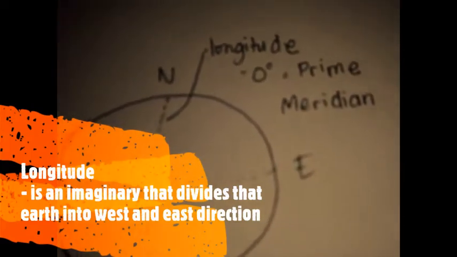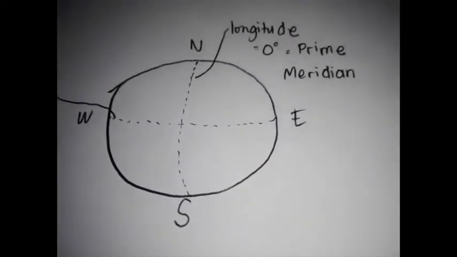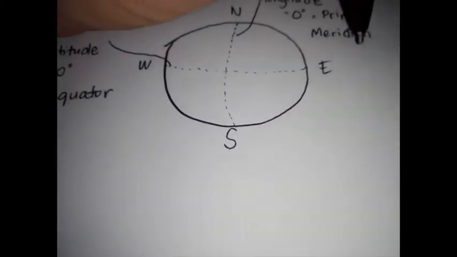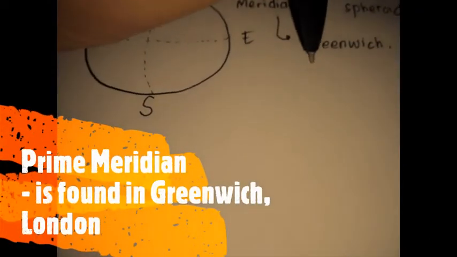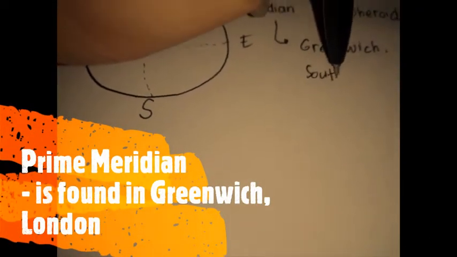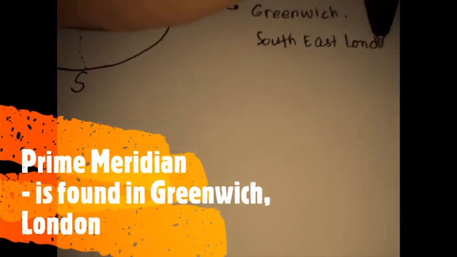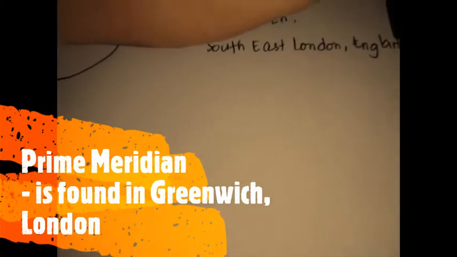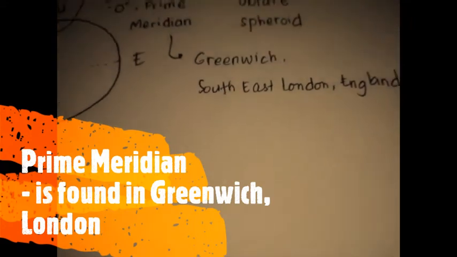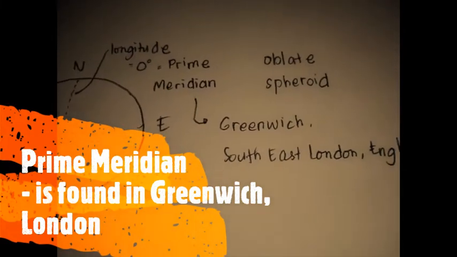At for the trivia, yung longitude 0 ay makikita sa Greenwich, which is southeast London, England. So guys, dito nakaset yung longitude 0 sa Greenwich, Southeast London, England.